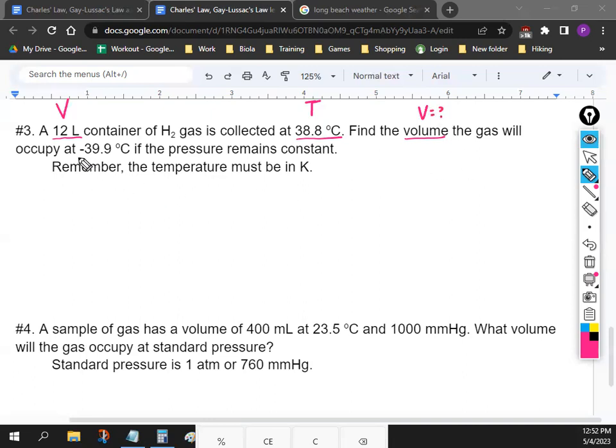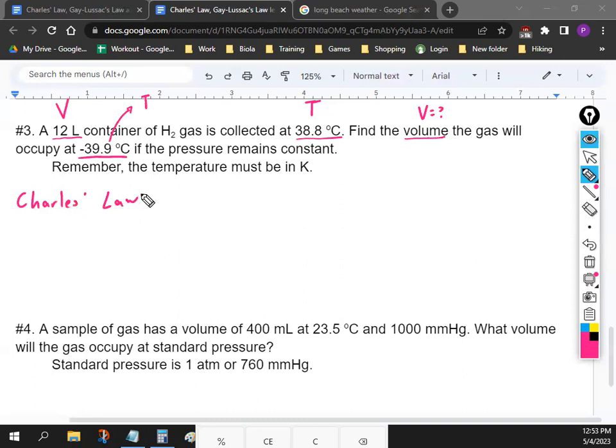Okay, the gas will occupy at 39.9 degrees Celsius. Now, obviously, this one is temperature, right? Just by taking a look at all these, we got only V and T, right? Which gas law only talks about V and T? Look at your notes. Yeah, Charles' law.